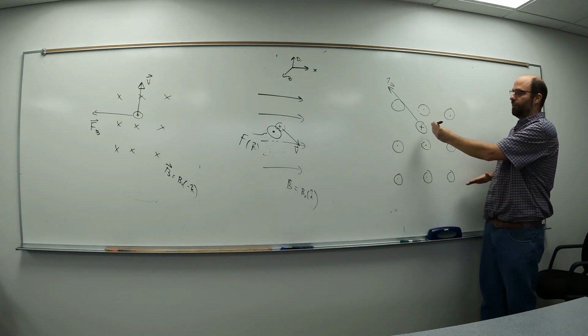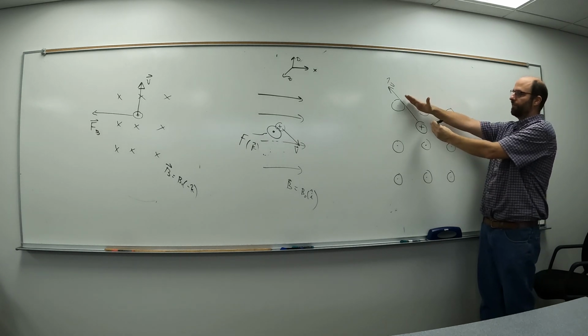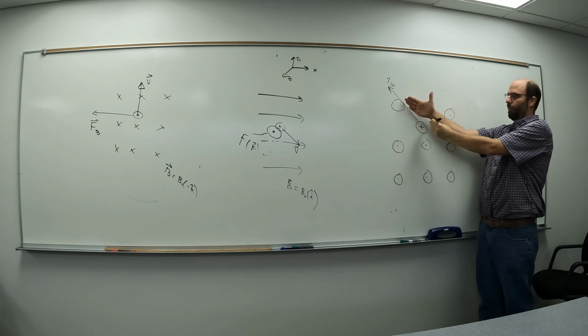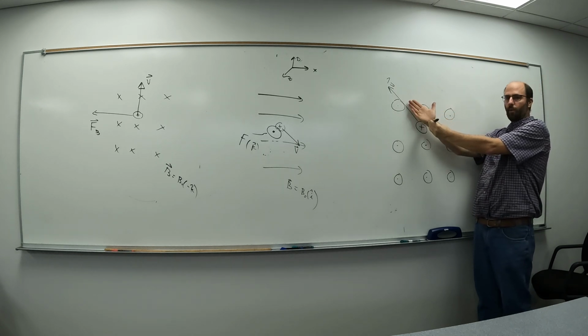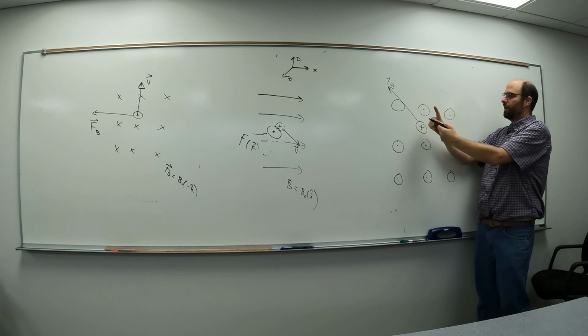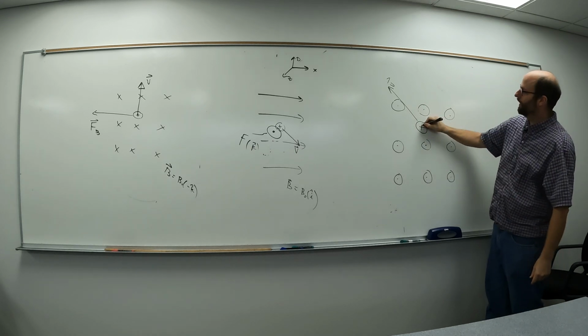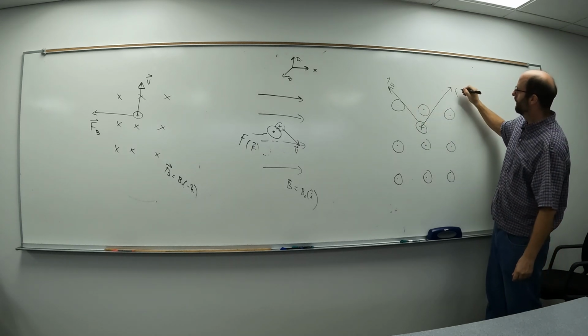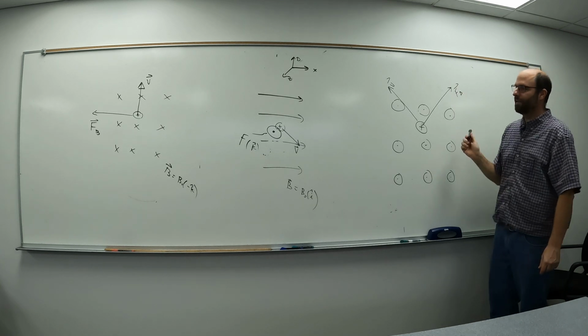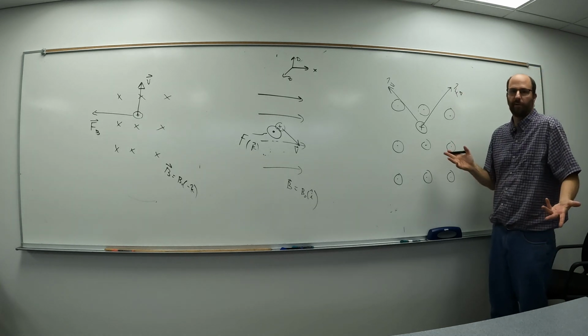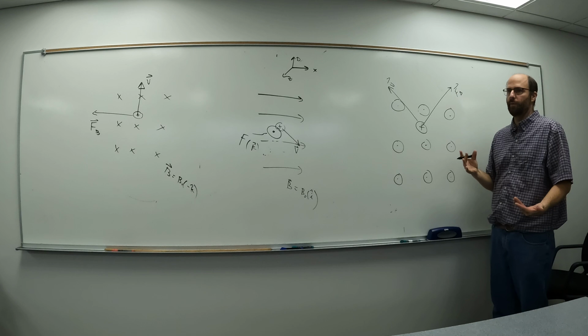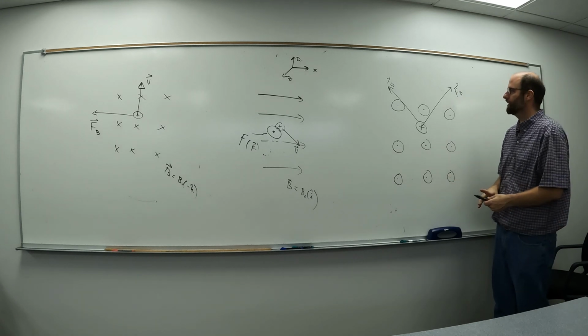To do the cross product, fingers go parallel to the velocity. We rotate until we can sweep towards the magnetic field vector. The magnetic force on this particle will be this way. Now that's not in the i, j, k direction, and that's perfectly fine. The magnetic forces do not have to line up with one of our unit vectors.